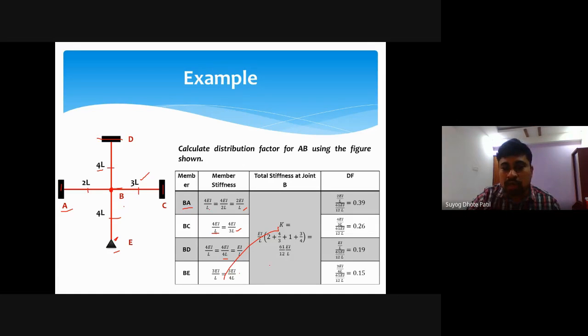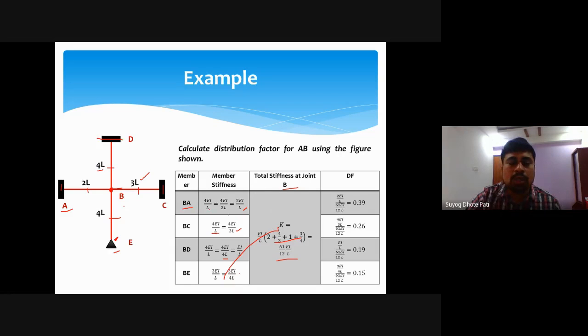Now the total stiffness at joint B, the K value, will be equal to what? EI by L will be common, and 2 plus 4/3 plus 1 plus 3/4 will be the factors. By doing this, we will have 61/12 EI by L. This is the total. Joint B is connected with four members, so the total stiffness at joint B will be K1 plus K2 plus K3 plus K4. Like this, we have calculated the joint stiffness at B.